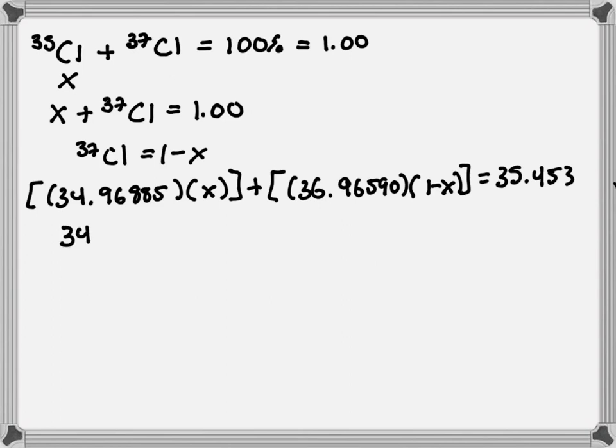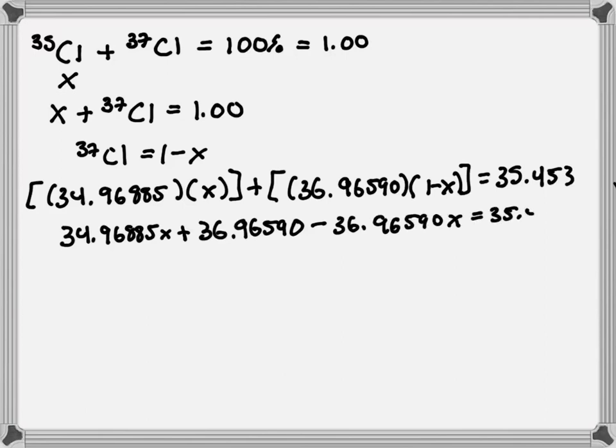So I'm going to get 34.96885X plus 36.96590 minus 36.96590X equals 35.453. Okay, so I'm going to combine my like terms. So I'm going to combine my X's. Okay, and then I will go ahead and combine my non-X's on sides of my equation.